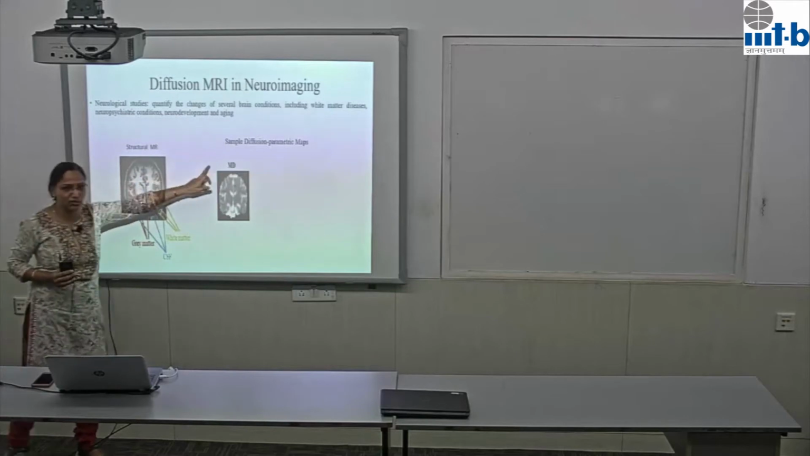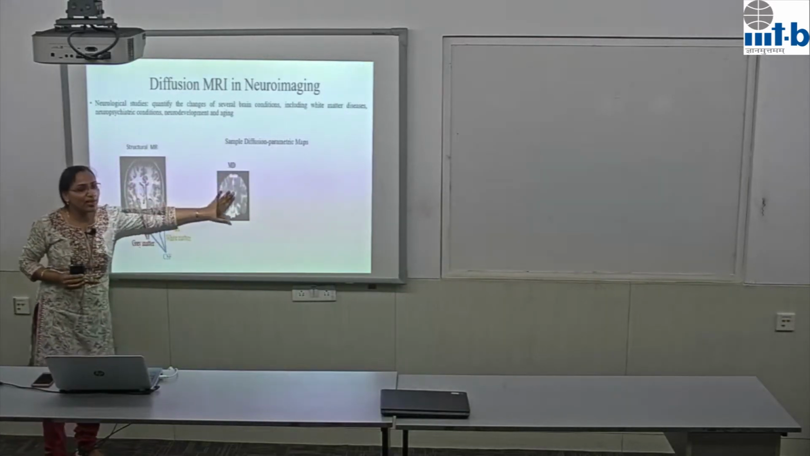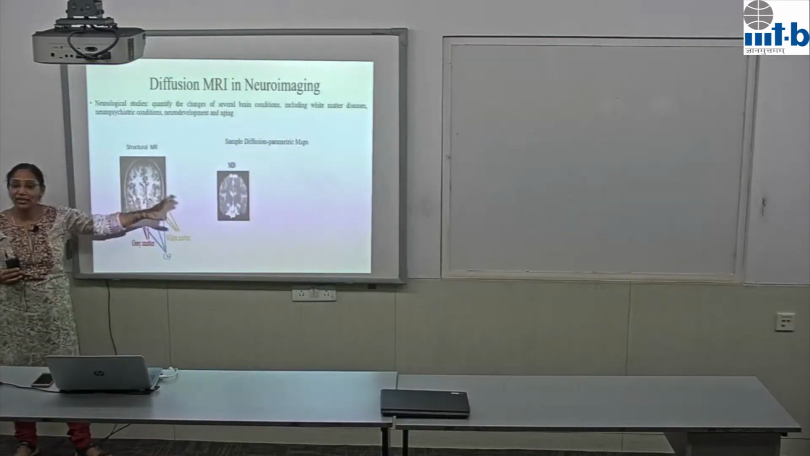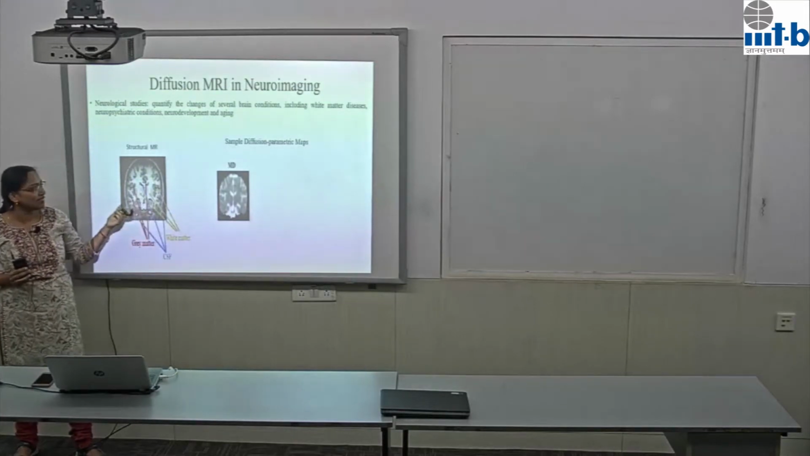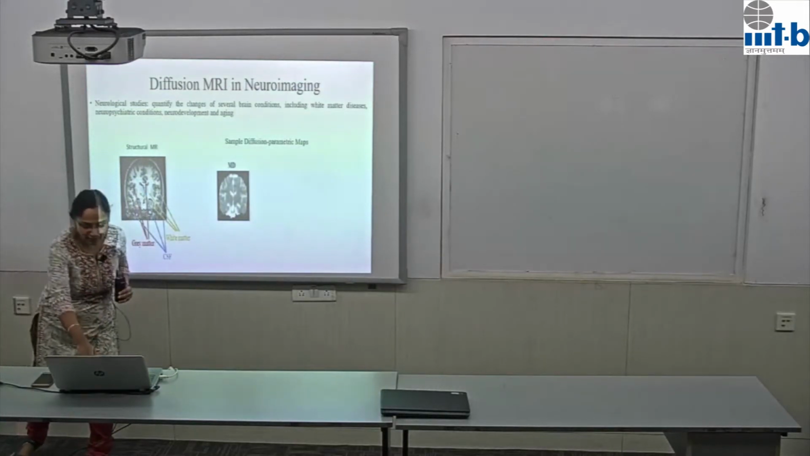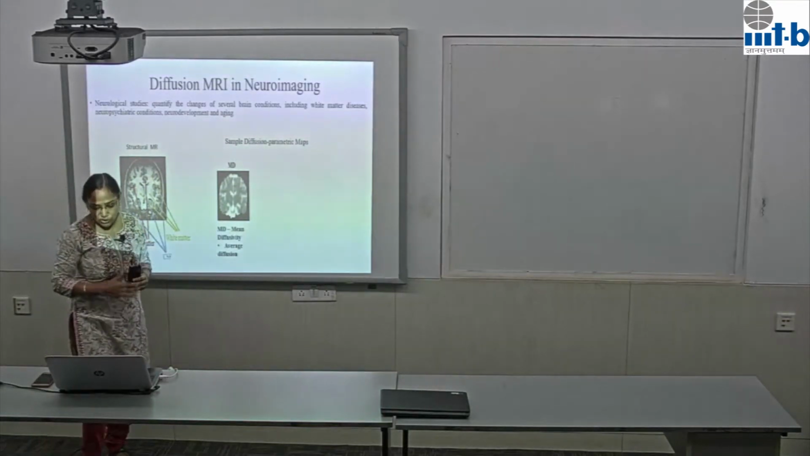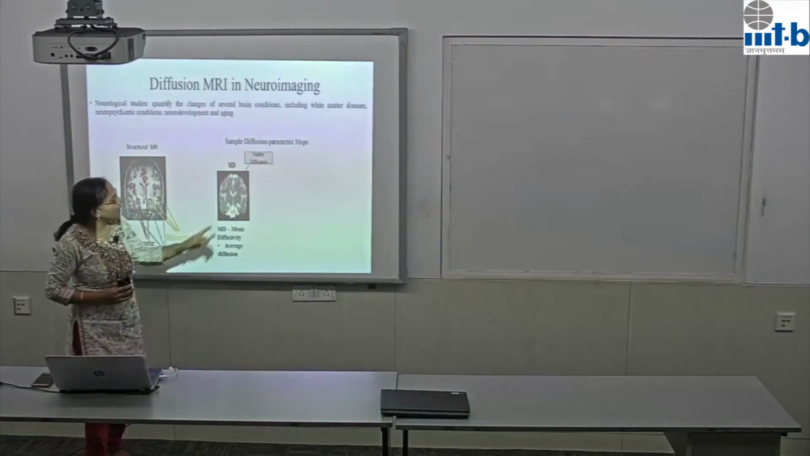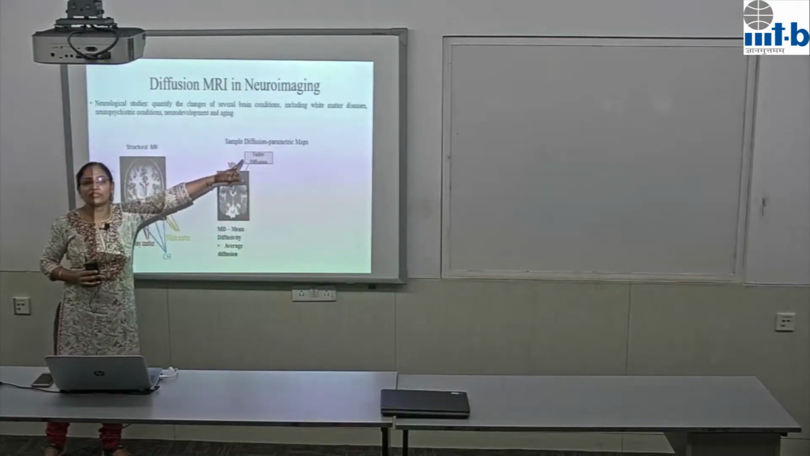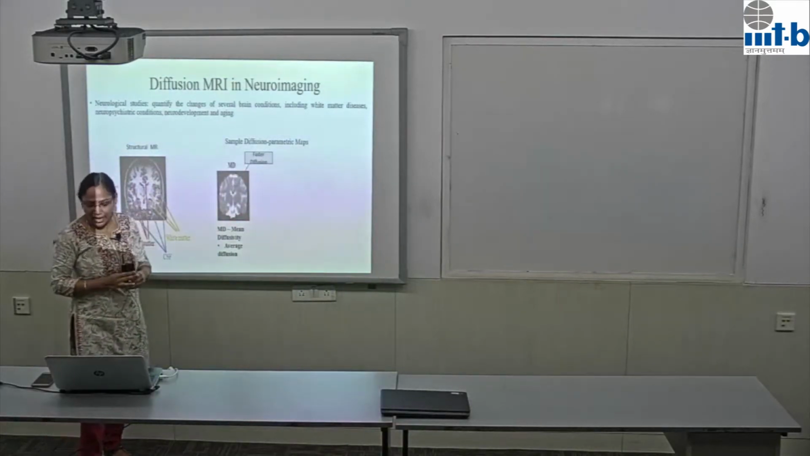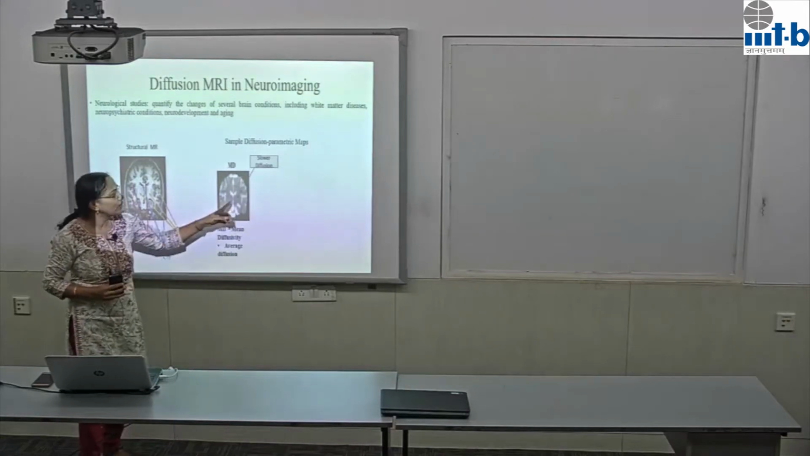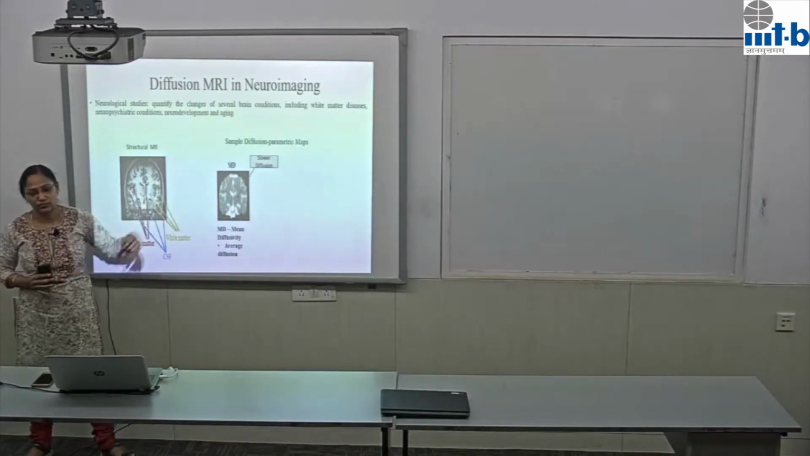Now, when you look at a parametric map that you obtain using diffusion imaging, for example, this is the mean diffusivity map. It looks very different from the structural one. It's not capturing structural details the way we see it here. What it captures is something else. It's capturing diffusivity. So if a region is very bright, it means diffusion there is very fast.